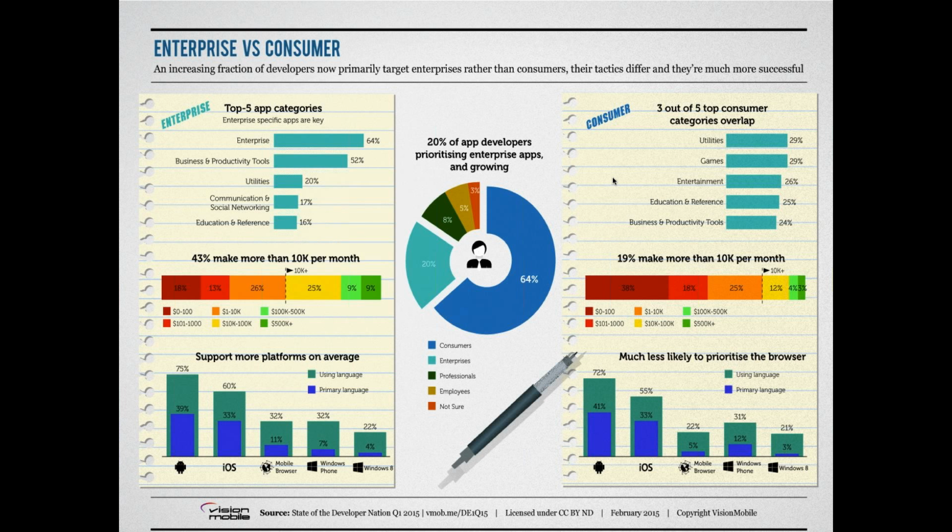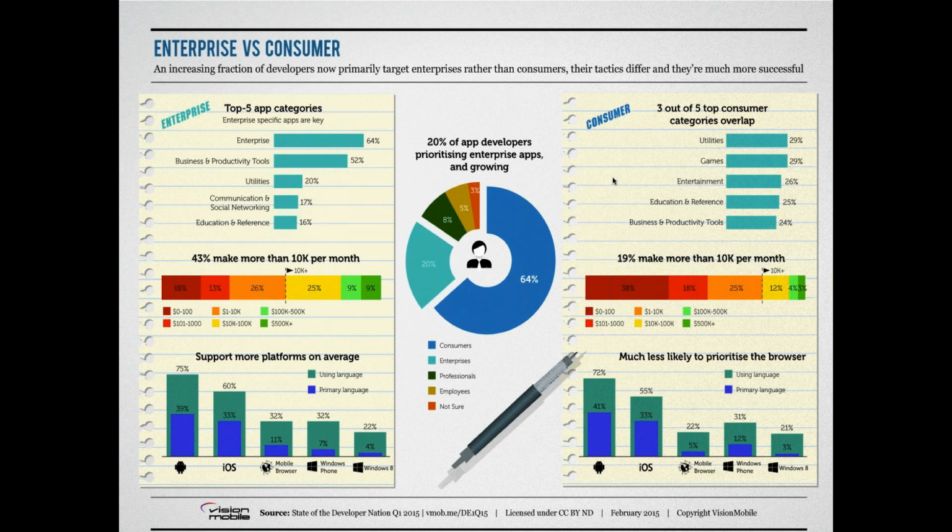There's more data points here. You see the top 5 categories of enterprise versus consumer apps. You see the revenue breakdown of the share of developers making a substantial amount of money on enterprise versus consumer apps, and you see the significant focus on the browser for enterprise apps, which should come as expected because of the focus of enterprises on reusing existing content that's usually HTML based.